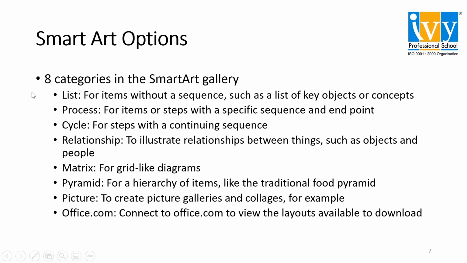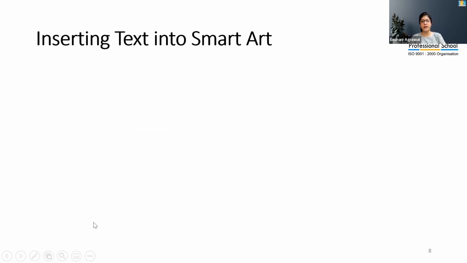So over here, I can simply click on list. If it's a fixed sequence, then I click on process. If it's a continuing sequence, then we would want a cycle. If we want to show a relationship between things, then we have the relationship ones. For grid-like diagrams, we use matrix. For hierarchy, we have pyramids. For picture galleries, we have pictures, and then different layouts on office.com.